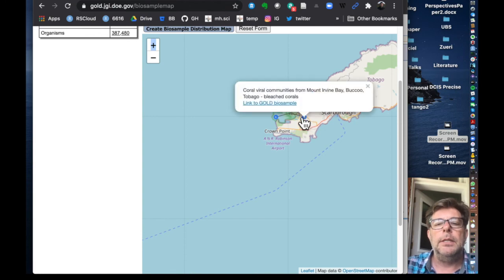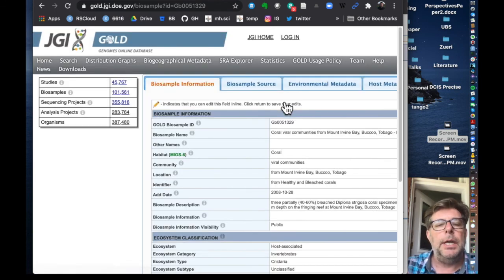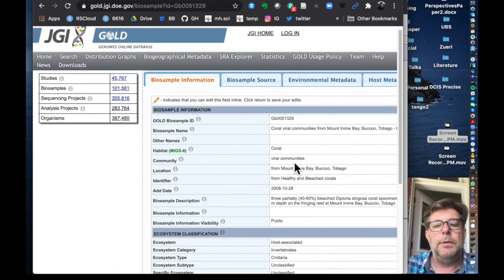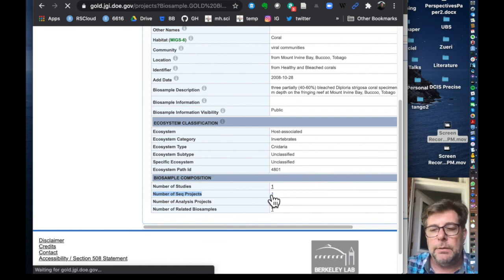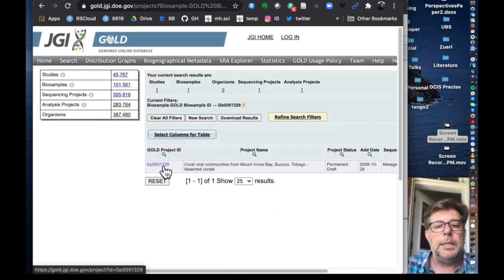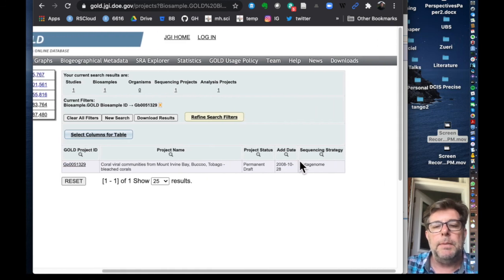And if I click on this, I can see there's been a study of the coral viral communities here in Tobago, and of bleached corals. If I click on that link, I get all sorts of information about that particular study, including the number of sequencing projects that have been done. So there's sequencing data available for that project, and that takes me to this ID, and I know that it's metagenomics data. Eventually, if I keep following this along, I would be able to download that data because it's been made publicly accessible. And I mean, that's really awesome, right?